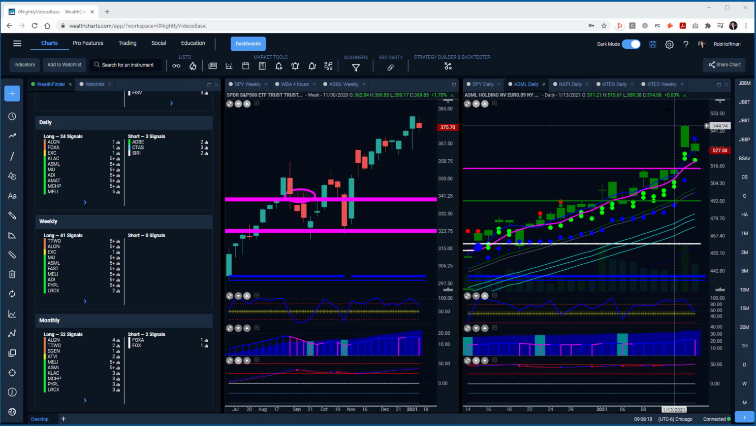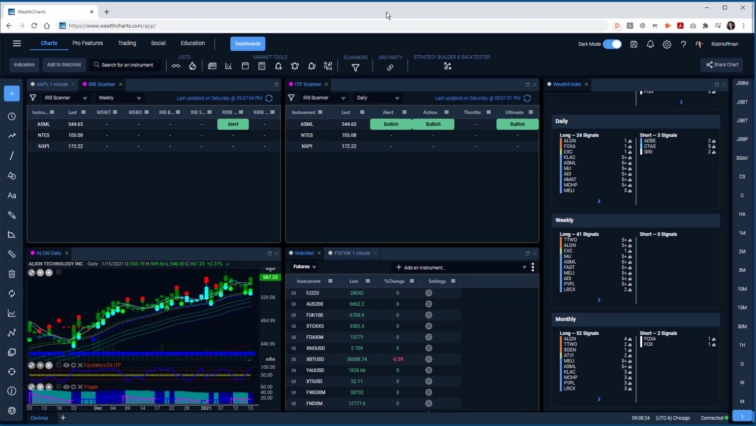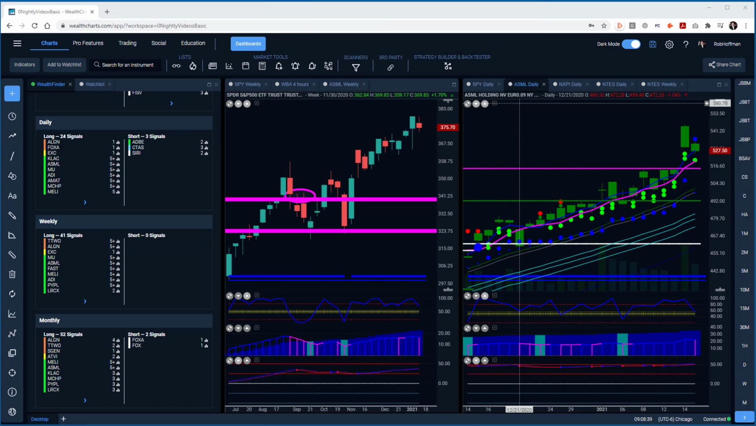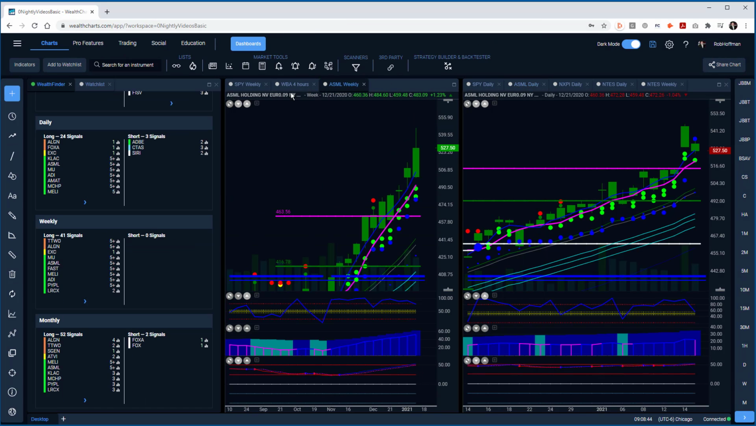This is really great, and what's nice is this ties in really well with some of the tools that we've been talking about and sharing over the months, whether it was the ITP scanners firing off signals, or the reverse inventory retracement bar scanner that Wealth Charts annual members have access to. Guess what? There was that reverse inventory retracement bar. If we take a look at the weekly chart of ASML, sure enough, there was that weekly reverse inventory retracement bar.